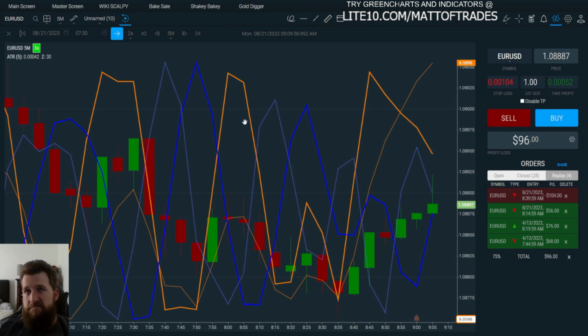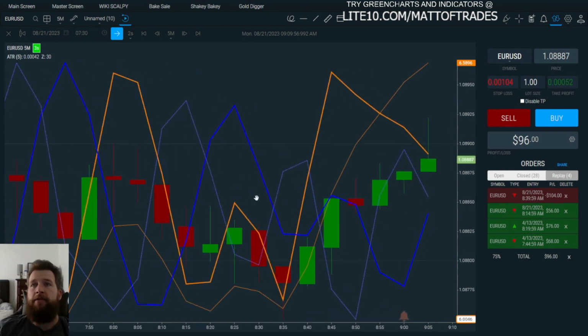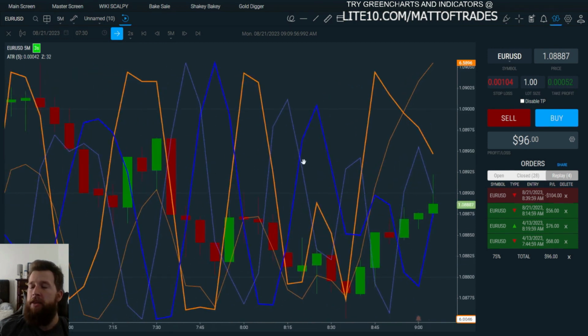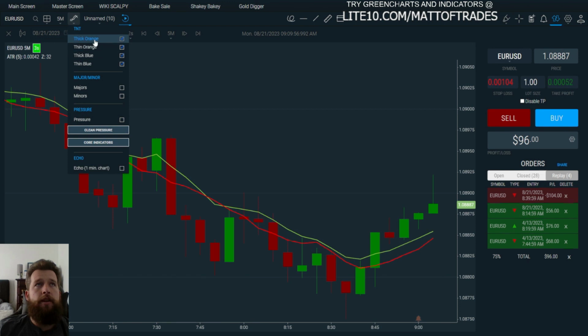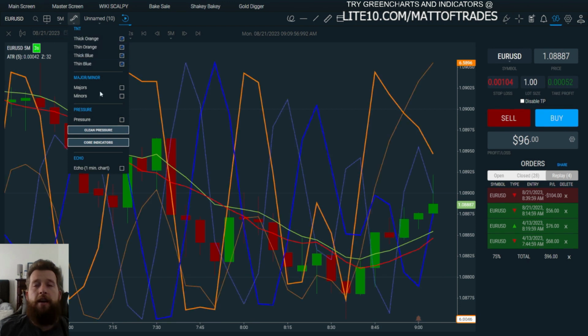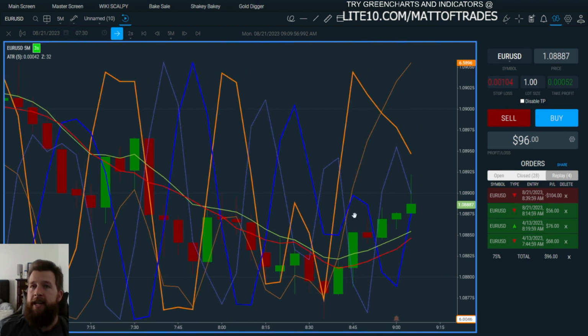But again, this is going to work much better if you're combining this with another indicator like the pressure, especially, which if you wanted, you could actually have all of that on one chart, and that's going to give you a lot more indication as to what the price could be doing when you add the pressure indicator in combination with the TNTs.